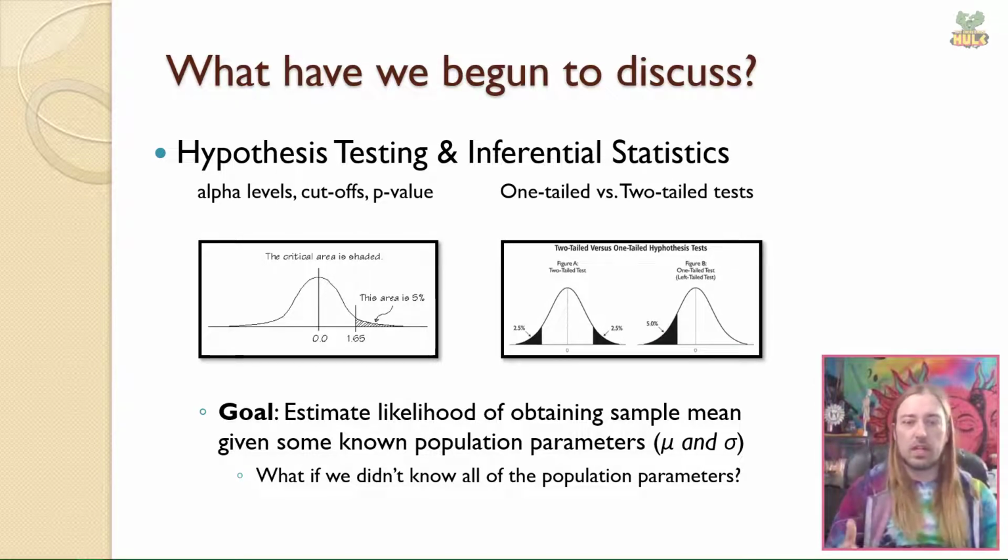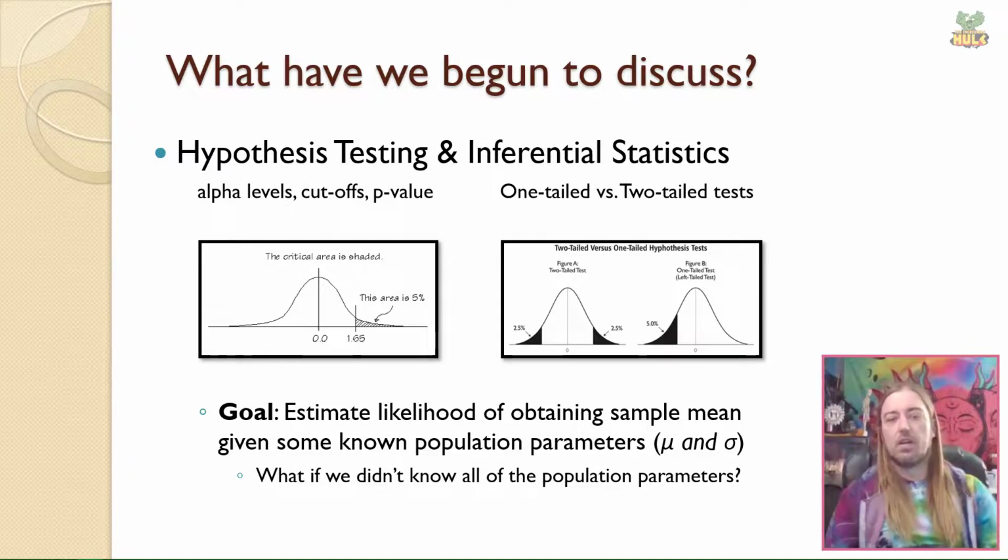Whole goal, again, estimating something about the population. Now, in the z-test that we've discussed so far, we didn't really have to estimate a whole lot about the primary population, the larger population, because we already were told a lot about that population, right? We were told the population mean, mu, and the population standard deviation, that little lowercase sigma. But what if we didn't know that much about the population?